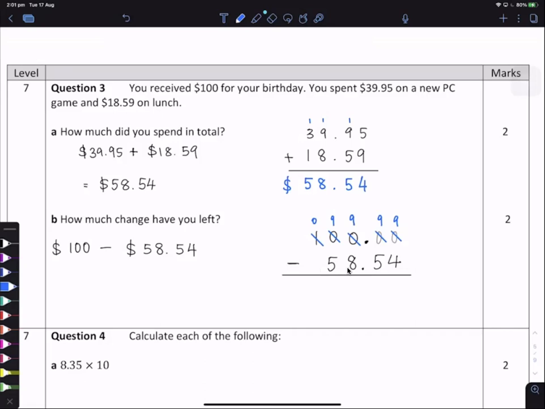Okay, so now we can actually start calculating downwards. What's 9 minus 4? We start from the right and we go downwards. So what's 9 minus 4? 5. What's 9 minus 5? 4. What's 9 minus 8? 1. What's 9 minus 5? 4. Awesome. And our decimal point goes there.